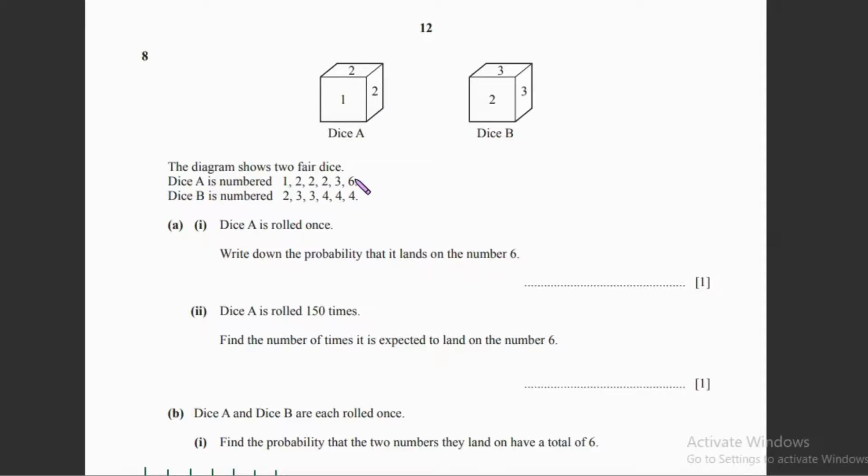In dice A, number 6 appears just once. We have only one 6 out of all the 6 outcomes there. So the probability will be 1 out of 6.